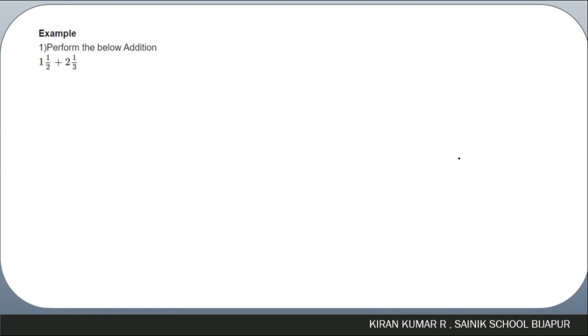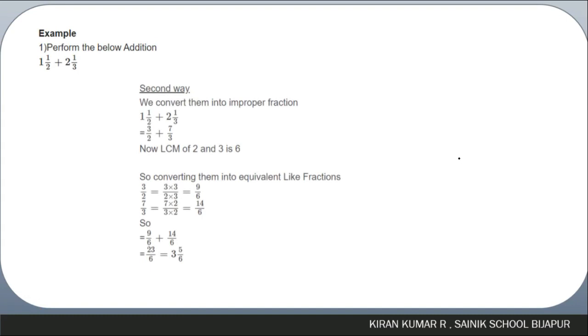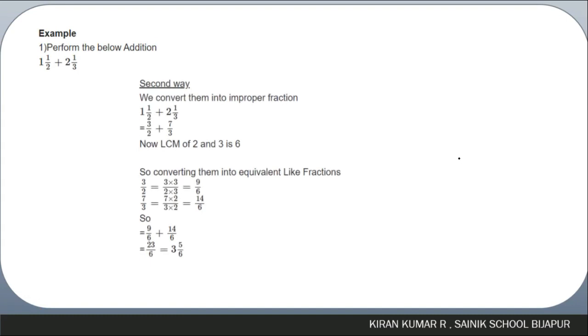Let's add 1 1/2 to 2 1/3 just by taking LCM. Look at how it's been done. First, the mixed fractions are converted into improper fractions. Then LCM is taken. The denominators of both the fractions are made as LCM. Then addition is done. Same is followed for subtraction also.